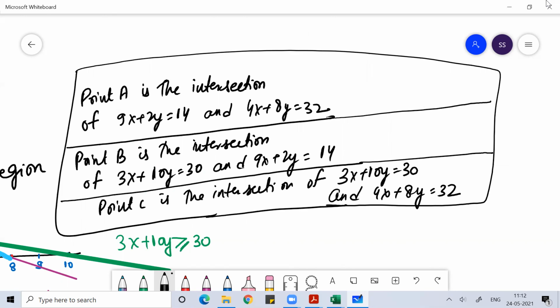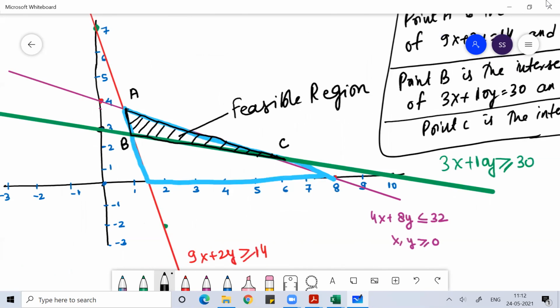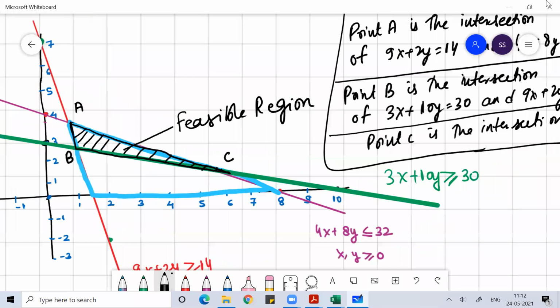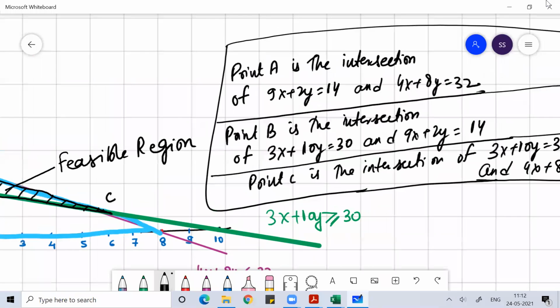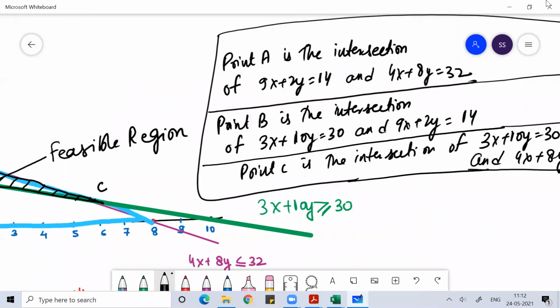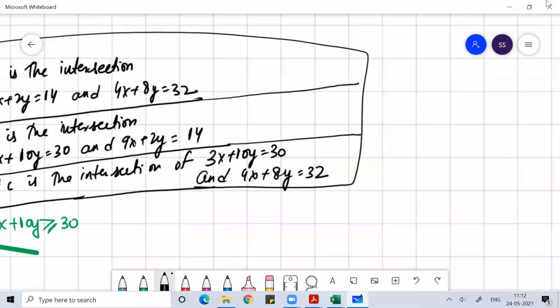Anyone, any doubt? So you have your feasible region. Once you got your feasible region, you know that each point you're getting is the intersection of which two lines. Now I need the coordinates of points A, B, and C. Then only I can solve it further. So for finding the coordinates of A, B, and C, I need to solve the equations.